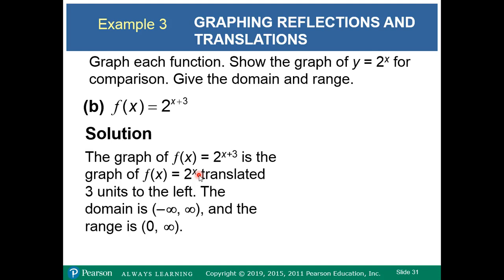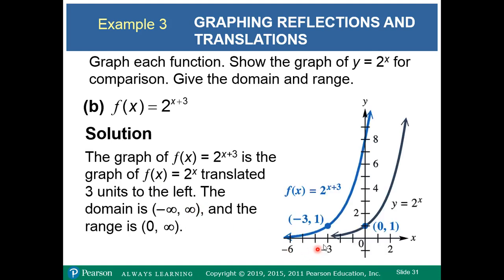It's going to become what? 3 units to the left means that the negative 1 is now going to become negative 4. The (0, 1) is now going to become (-3, 1), and the (1, 2) is now going to become (-2, 2). And again, the domain and the range are still going to be the same. The horizontal asymptote is still going to be the x-axis. Okay? And so notice how the points move over. So (0, 1) becomes (-3, 1), and so on.